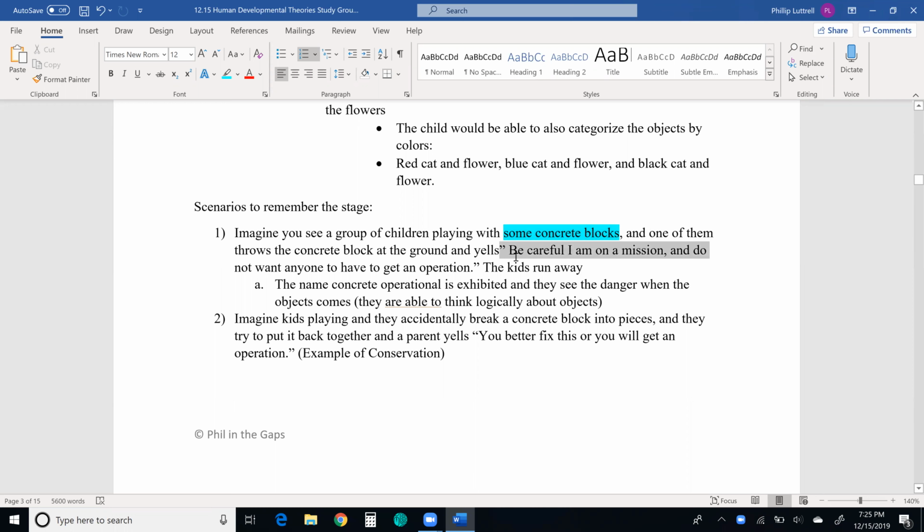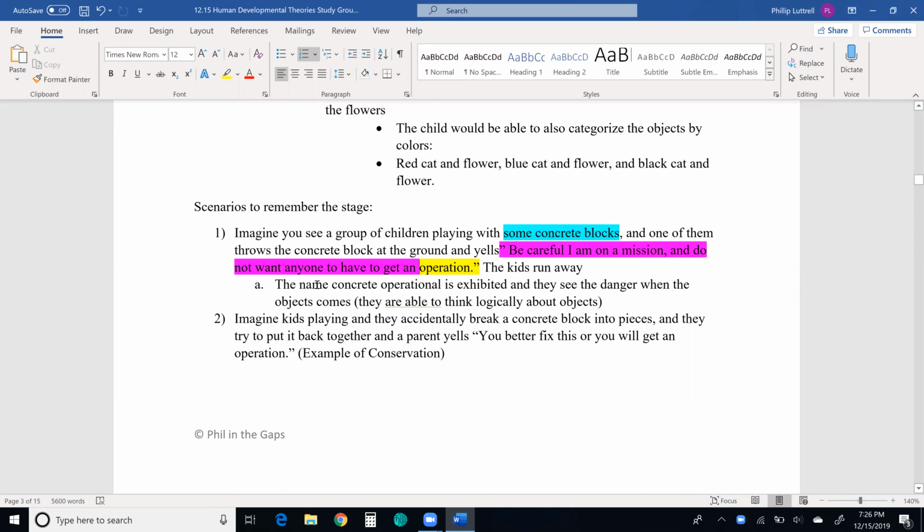And then when they say, "Be careful, I don't want anyone to get an operation," they're able to say, if I throw that concrete block at the ground, it could scatter and shards could hit me. So they're able to see the danger and run prior to it happening. And it also emphasizes operation for operational.